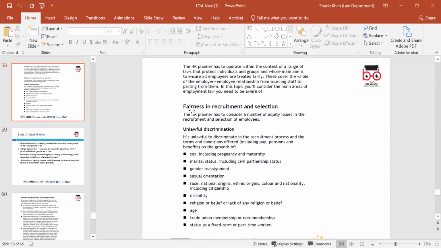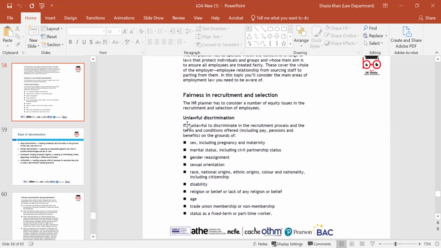So this looks at the HR planner, and it looks at the context of a range of laws that protect individuals and groups and whose main aim is to ensure employees are treated fairly. These cover the whole of the employee relationship, from sourcing staff to parting from them. And with things like fairness in recruitment and selection, the HR planner has to consider a number of equity issues in the recruitment and selection process.